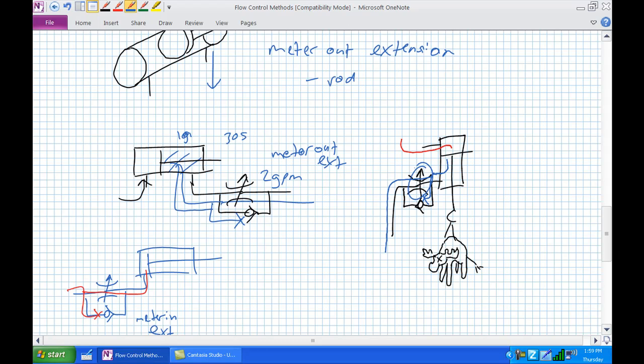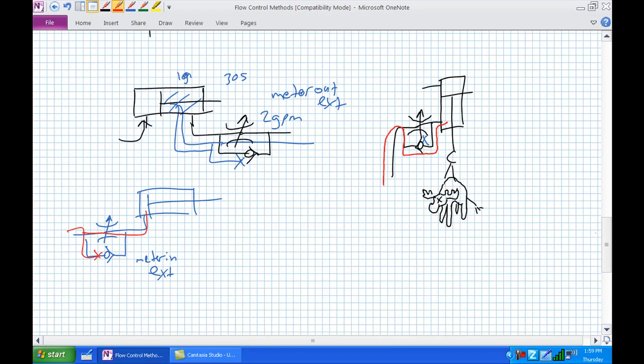Okay. And again, as fast as possible, I want to lift this moose. So we switch our directional control valve. So now this is pressurized flow, pushes the ball off the seat, and I can lift that thing as fast as possible. But again, meter out extension allows me to drop him at an incredibly controlled rate. Okay, so is that the only way?